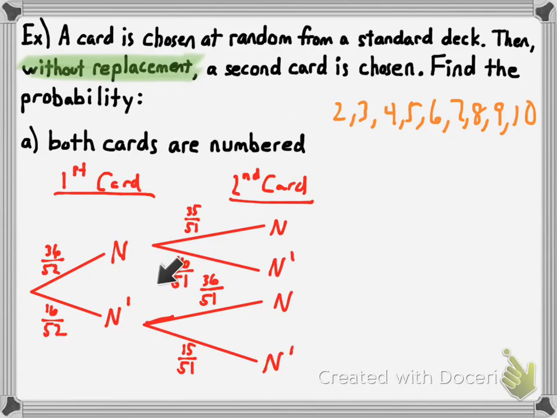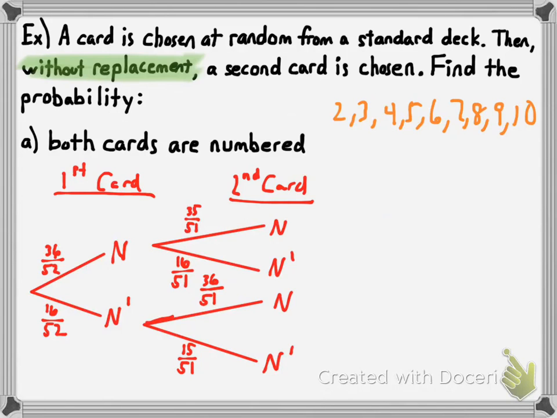Alright, these two probabilities have to add up to 1, these two probabilities have to add up to 1, these two probabilities have to add up to 1. Every set of branches that you have, the probabilities have to add up to 1. Okay, now let's find the probabilities of the 4 outcomes in our sample space.